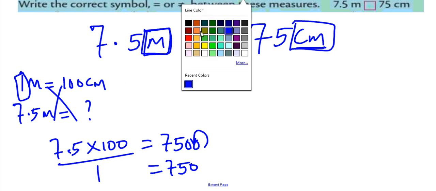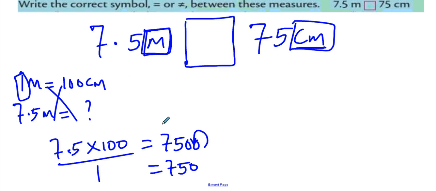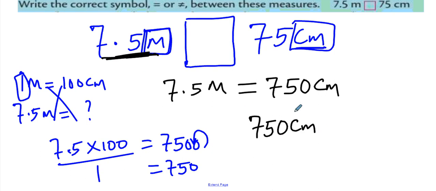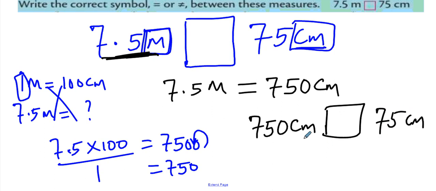So 7.5 meter is the same as 750 centimeter. Now the question is, we'll be comparing 750 here and 75 centimeter. You see, we have both in centimeters, so now we can do the comparison.